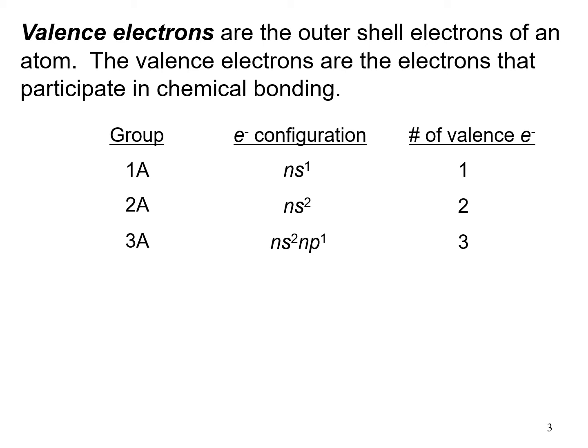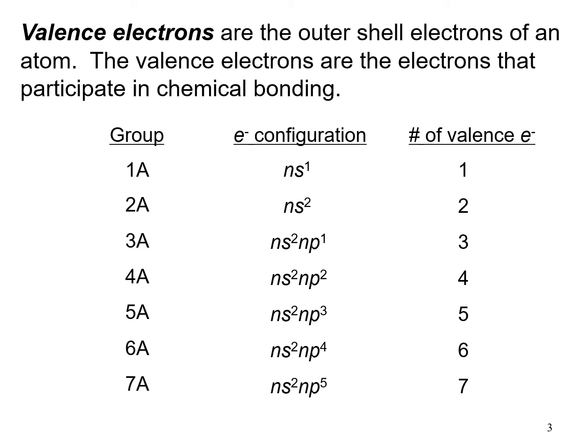So for 3A, ns2 np1; 4A, ns2 np2; 5A, ns2 np3; 6A, ns2 np4; and 7A, ns2 np5. Finally, sorry, it wasn't on there, the noble gases would be ns2 np6, having a full outer shell.